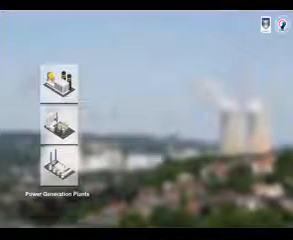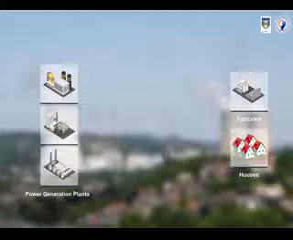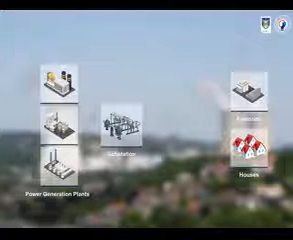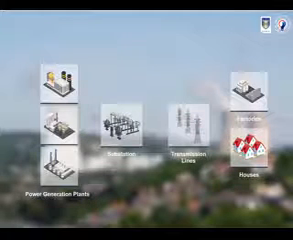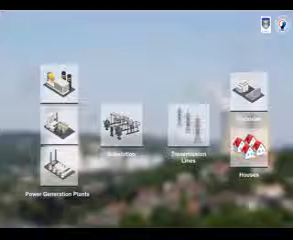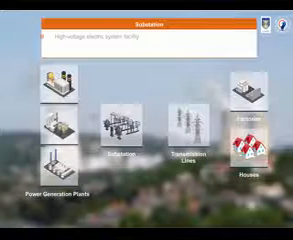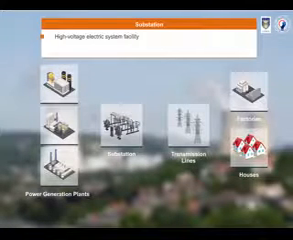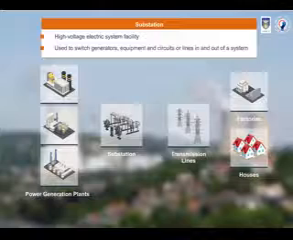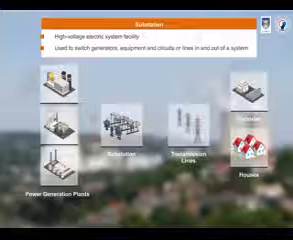The electric current generated in the power plant has to reach consumers. For this purpose, several substations are arranged between the generating station and the consumers. A substation is a high-voltage electric system facility. It is used to convert generated voltage to EHV for transmission of power to long distances to the load centers through transmission and distribution system.